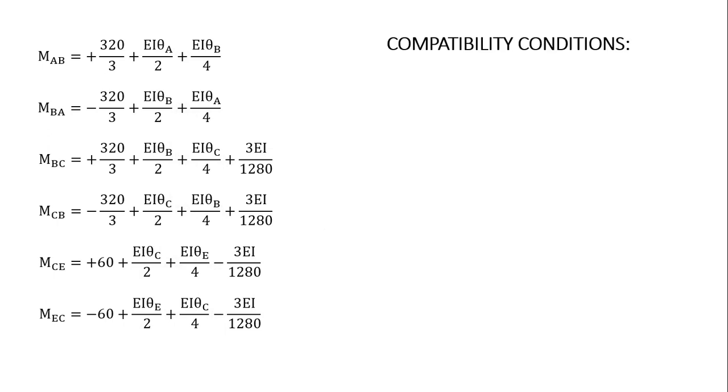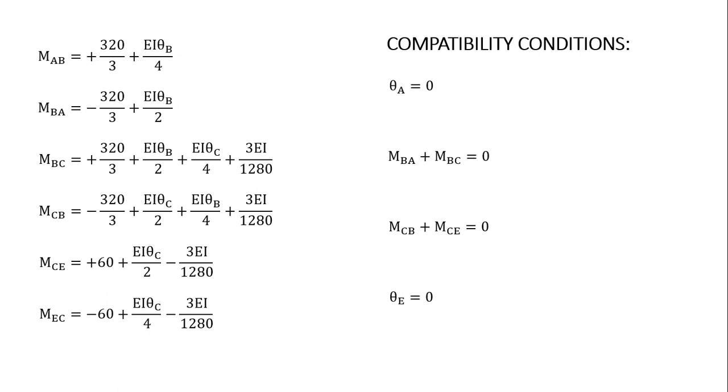For our compatibility conditions, again, dahil fixed support yung mga yun, theta A is equal to 0. Moment BA plus moment BC is equal to 0. Moment CB plus moment CE is equal to 0. And theta E equal to 0. So, theta A, theta E, 0 dahil nga fixed support yon. So, wala na itong mga values na to. This will reduce to this one. Okay.